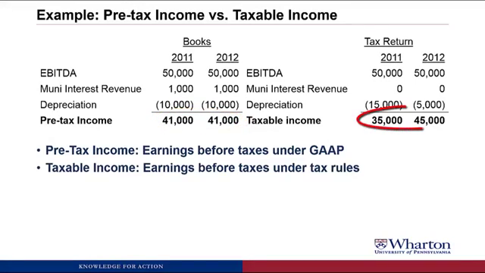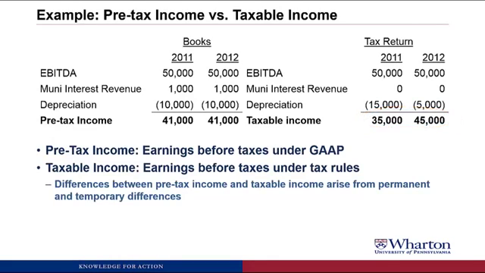On our tax return, we calculate something called taxable income. These are earnings before taxes under tax rules. And you can see the numbers are different, $35,000 in 2011 and $45,000 in 2012, because on the tax return we didn't have the municipal bond interest revenue, and of course the depreciation was different. So the differences between pre-tax income on the books and taxable income on our tax return arise from both these permanent differences, like muni interest revenue, and these temporary differences, like depreciation.